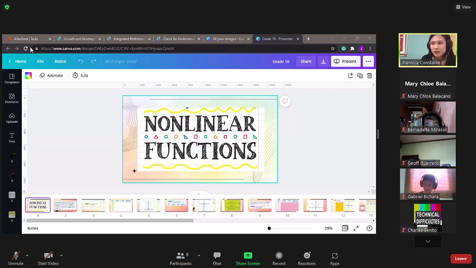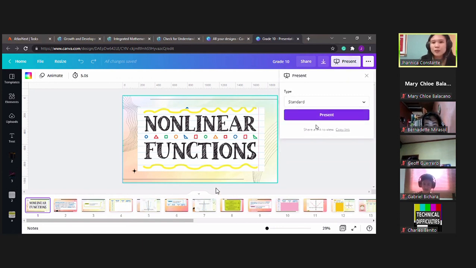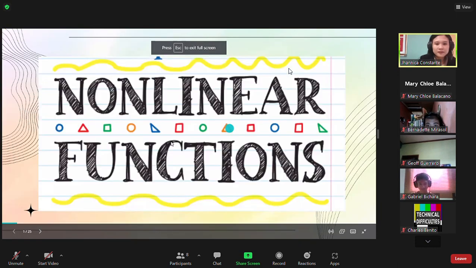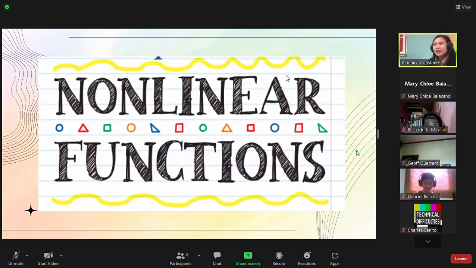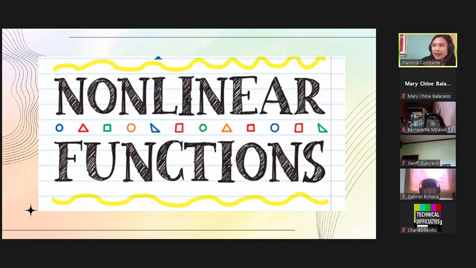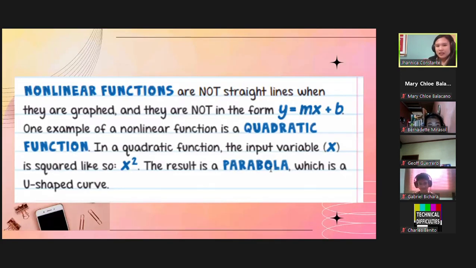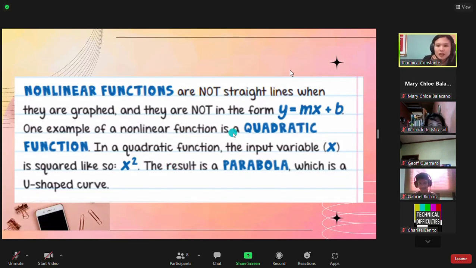The quadratic function and the absolute function. Those are the two types of nonlinear function that we have discussed. When we say nonlinear function, that is a type of function wherein, when you graph it, it will not be a straight line. Nonlinear functions are not straight lines when they are graphed. It cannot be written in the form y equals mx plus b.